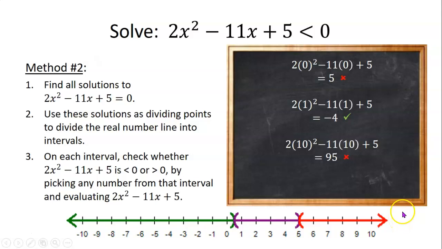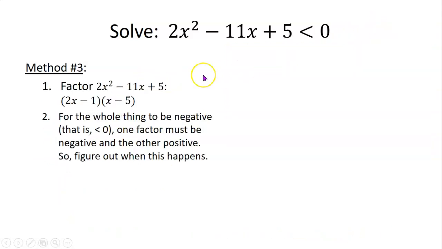The only interval we got where 2x squared minus 11x plus 5 turned out less than 0 was in here, from 1/2 to 5. So that is the solution set. And here's a third method you could use.